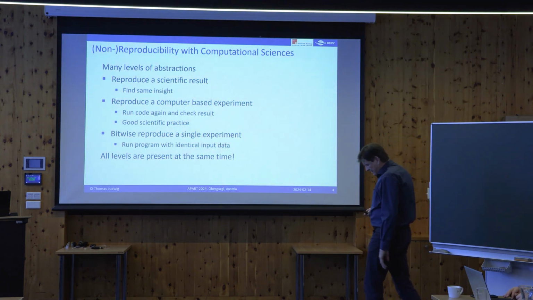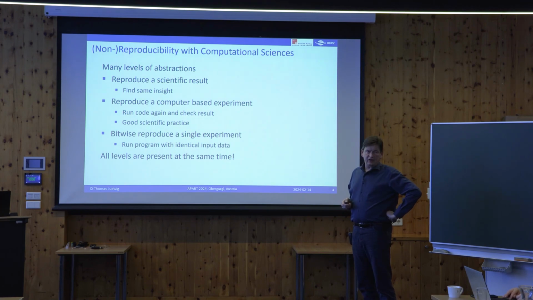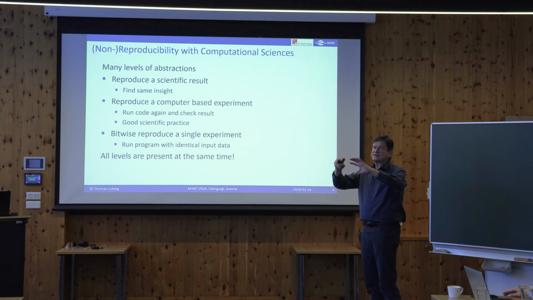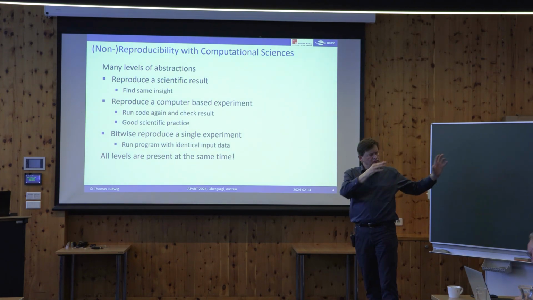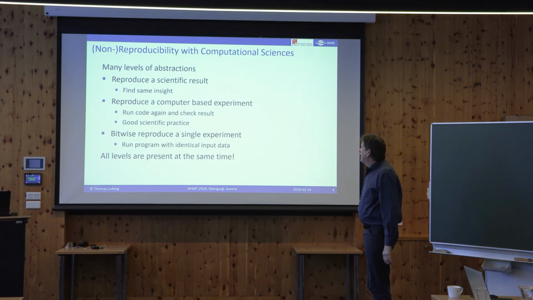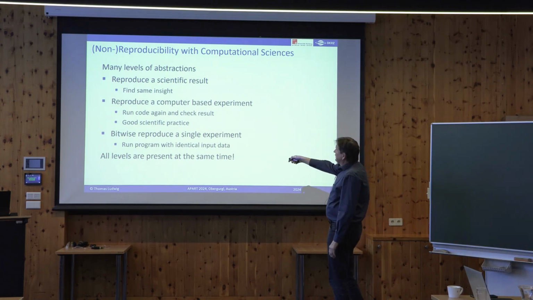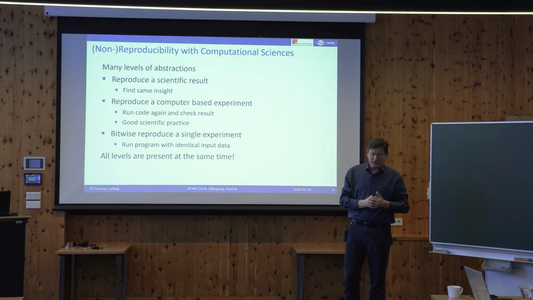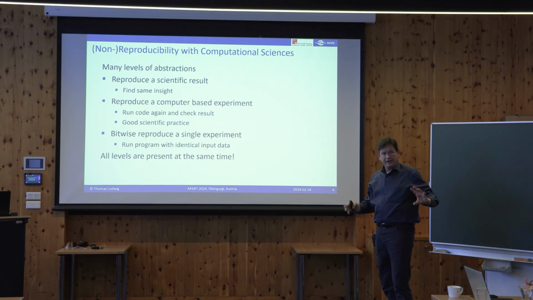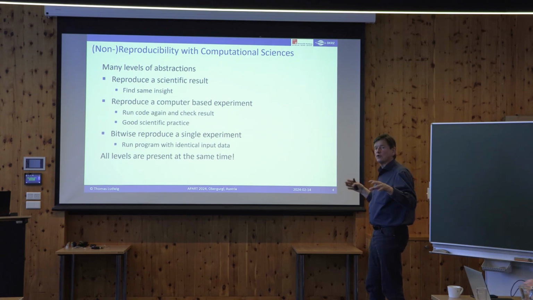So if we look at what's going on in this field, we can distinguish several levels of abstraction where reproducibility is a problem. You might speak about finding the same insight: someone does research and another group would like to replicate it and find out whether it was true or not. Can they replicate that particular research? A second point is a little bit lower: I had a program run and I have a description of that and I give it to someone. Can another person reproduce what I did?